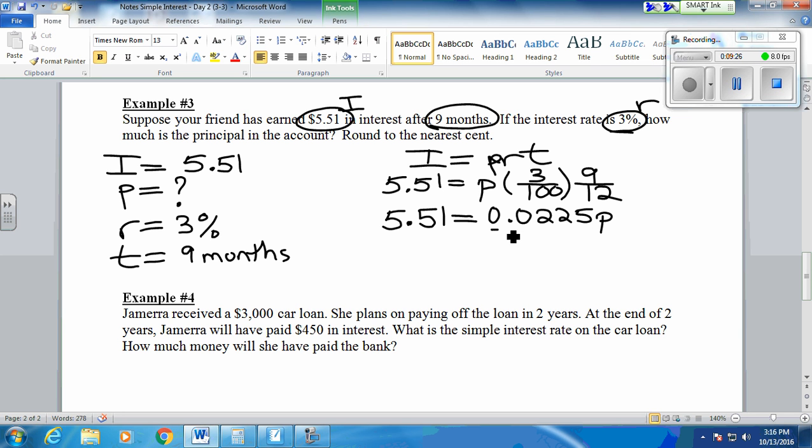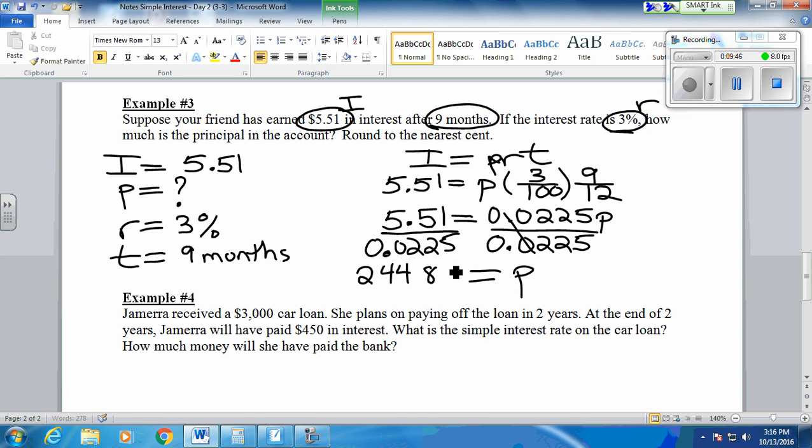And now it's a one-step equation, so I'm going to divide. I do $5.51 divided by the 225 10,000ths. I get 244.89. So my final answer is $244.89.